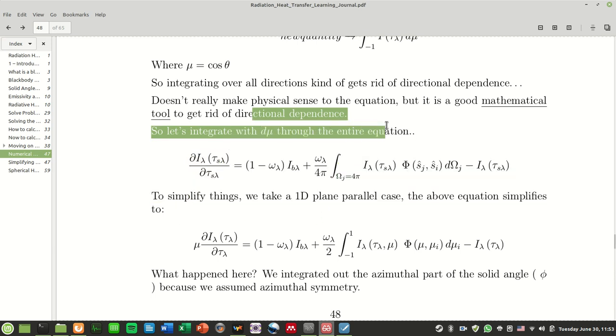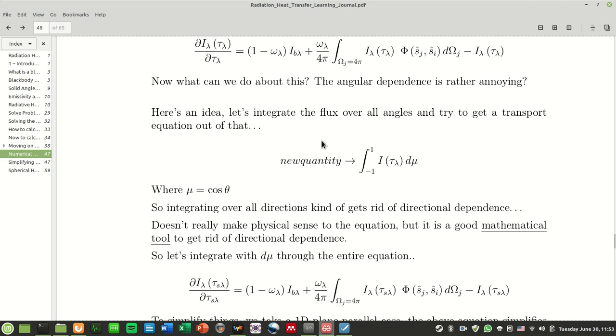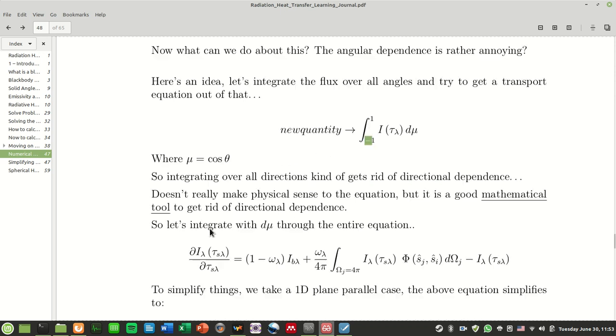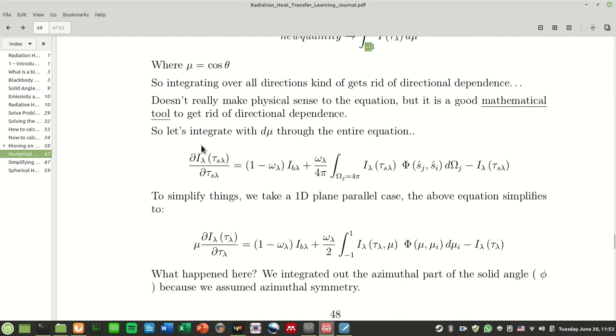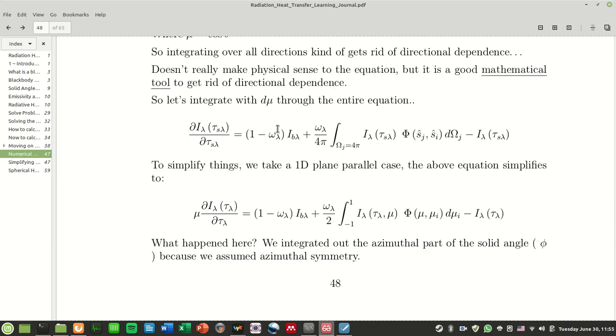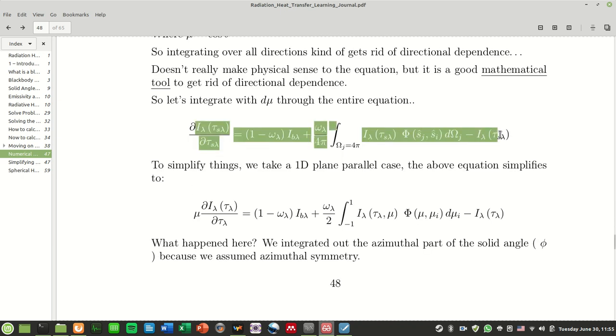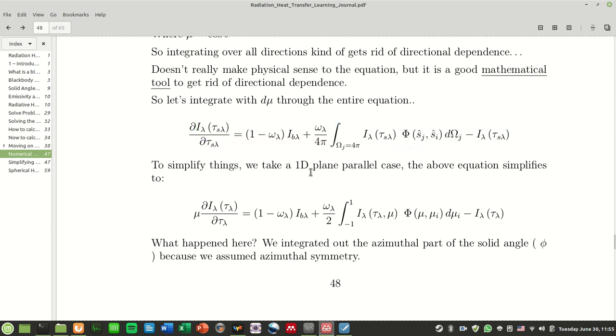Okay, so let's integrate with respect to d mu. Let's integrate with d mu throughout this equation. Let's do a simple case first. We will take a 1D plane parallel case. In that case, this equation actually reduces to something like this.